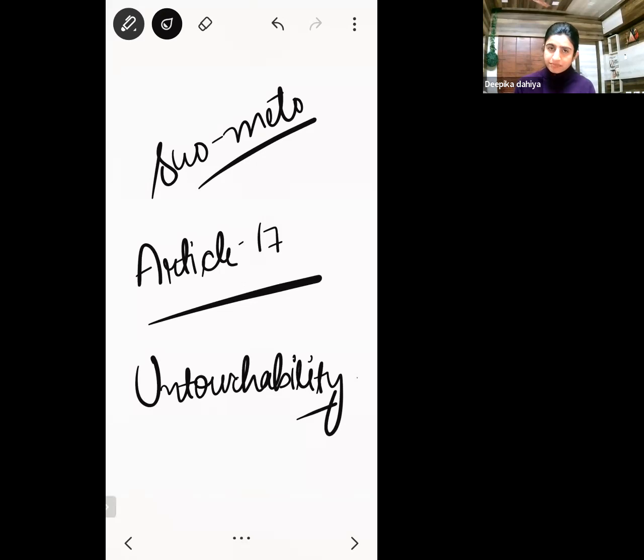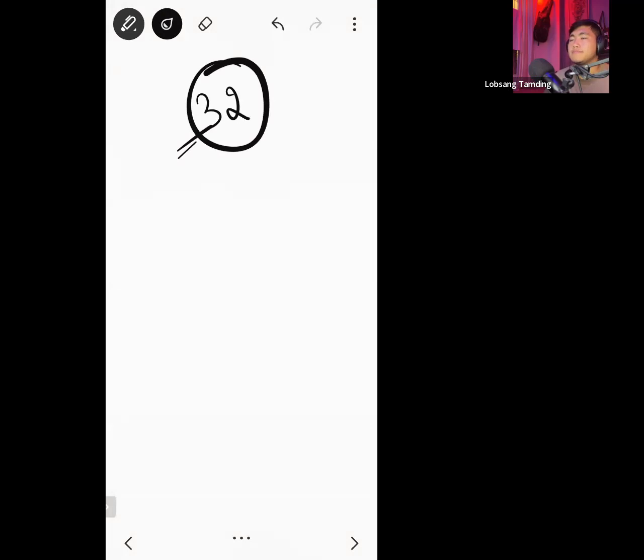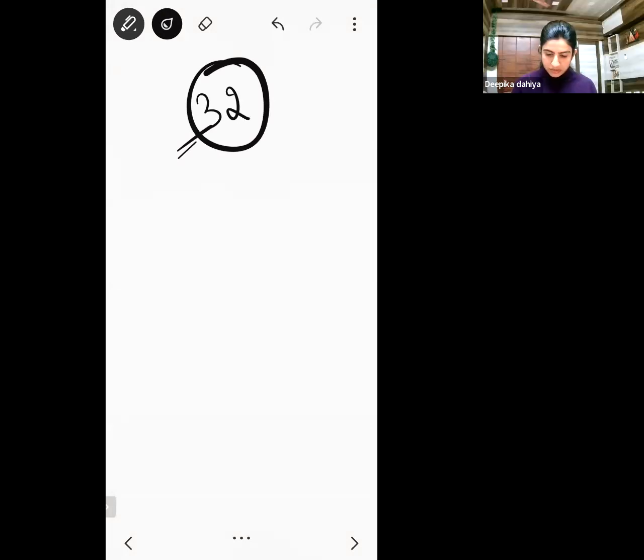Some articles are absolute, meaning not carrying any single exception, but ultimately your Article 32 is something which you can use to directly go to the Supreme Court in case your fundamental rights are violated. Clear? Yes, ma'am. Okay, you have written one constitution.